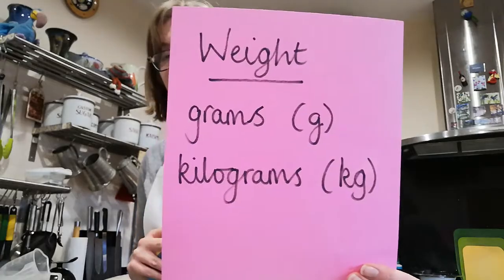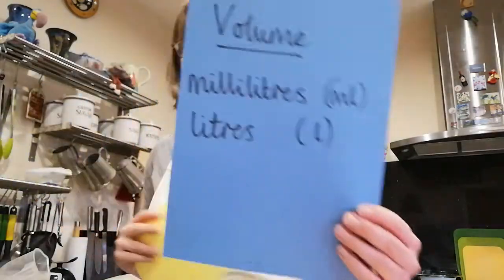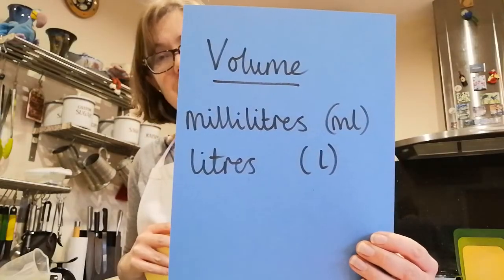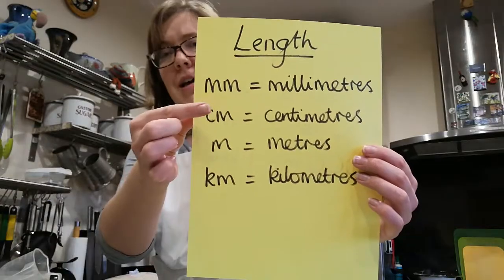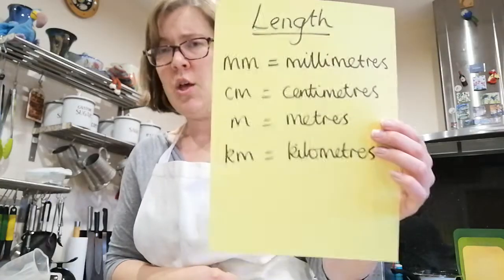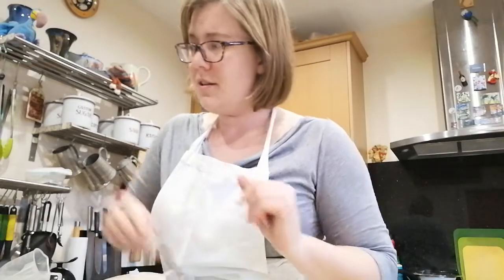I've weighed out my ingredients using grams or kilograms. I've measured the volume of any of my liquid ingredients using millilitres and litres. And I've measured the length of my tin, probably in centimetres. What do I do once I've finished my delicious cake? Maybe it's something I should have done at the start.